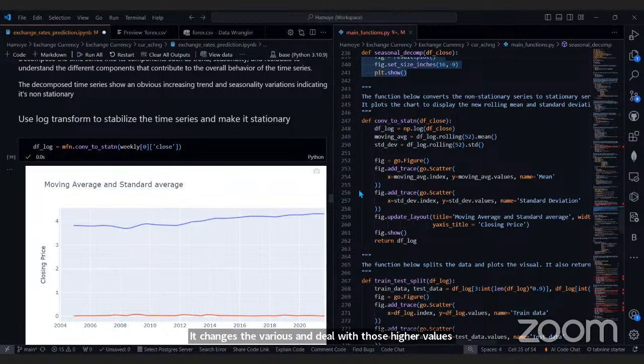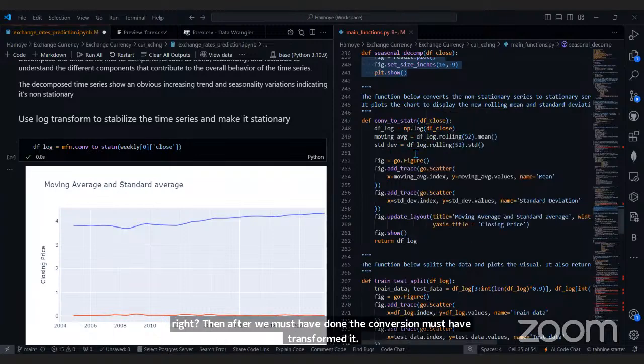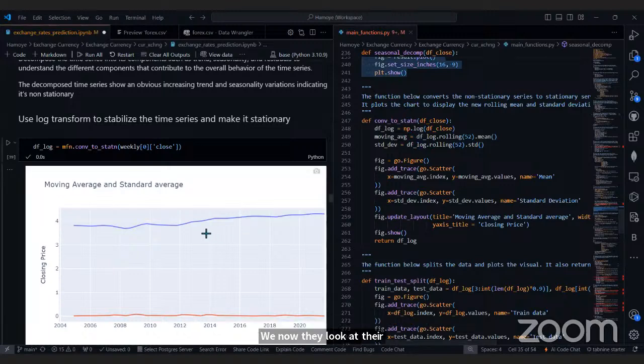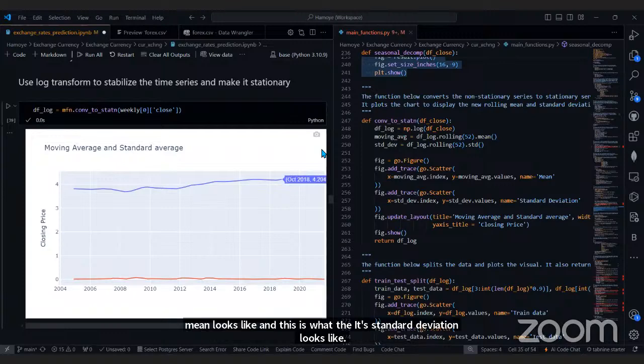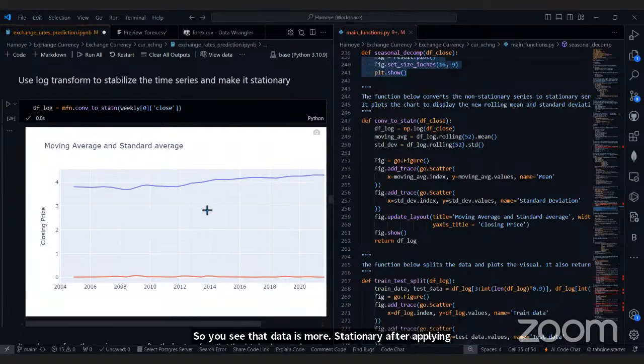After we have transformed it, we look at the rolling mean like we did in the previous one to check. This is what the rolling mean looks like, and this is what the standard deviation looks like. So you see that the data is more stationary after applying that transformation on it.